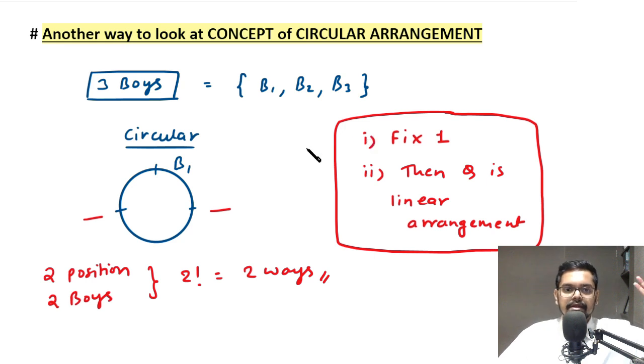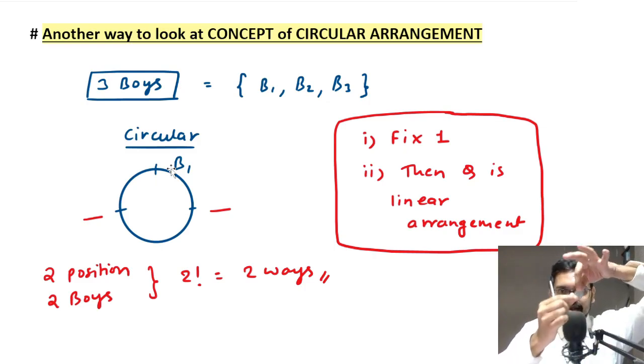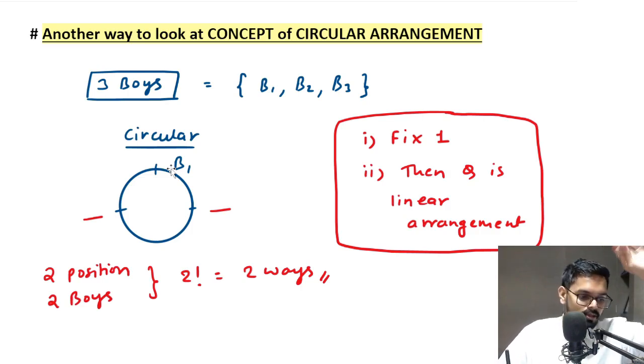First fix one person on the table, and once you fix the person, the start is fixed. See, in the circle we do not have a start and end. That was the issue. So you give a start to the circle, that this is the start, fix. Then once you give the start, it is no more a circular question, it became a linear arrangement question. That is the logic actually: the circle has no start, you gave it a start, and once you gave it a start, the circle property is gone. Then 2 boys, 2 vacancies, 2 factorial ways, that is your final answer.